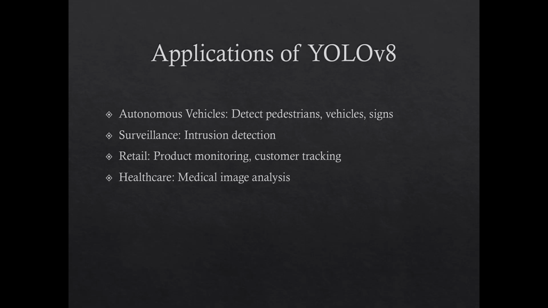It can be used in many things, like in autonomous vehicles. It can detect pedestrians, like we can see in the latest Tesla model car, and we can also detect pedestrians next to our car, and vehicles and signs. It's mainly used in the surveillance industry, where it can be integrated into web cameras and detect weapons, guns, and everything. It's also used in the retail industry for product monitoring and customer tracking, to catch people who are trying to steal, and in supermarkets. In the healthcare industry, it's used for medical image analysis.